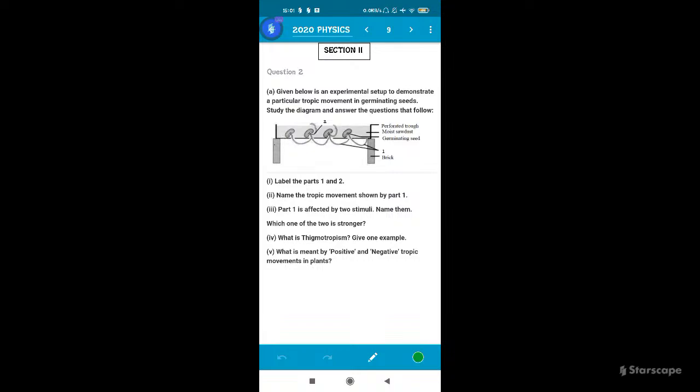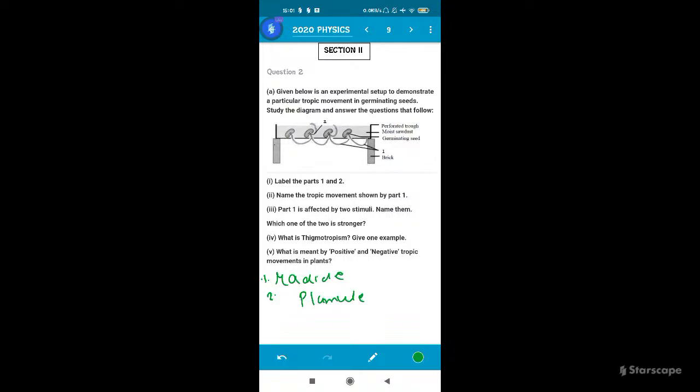The root portion is known as radicle. You have studied about this in the lower classes also. So 1 is radicle and 2 is plumule. Plumule is the shoot part of the growing embryo. So this is the answer of the first question.